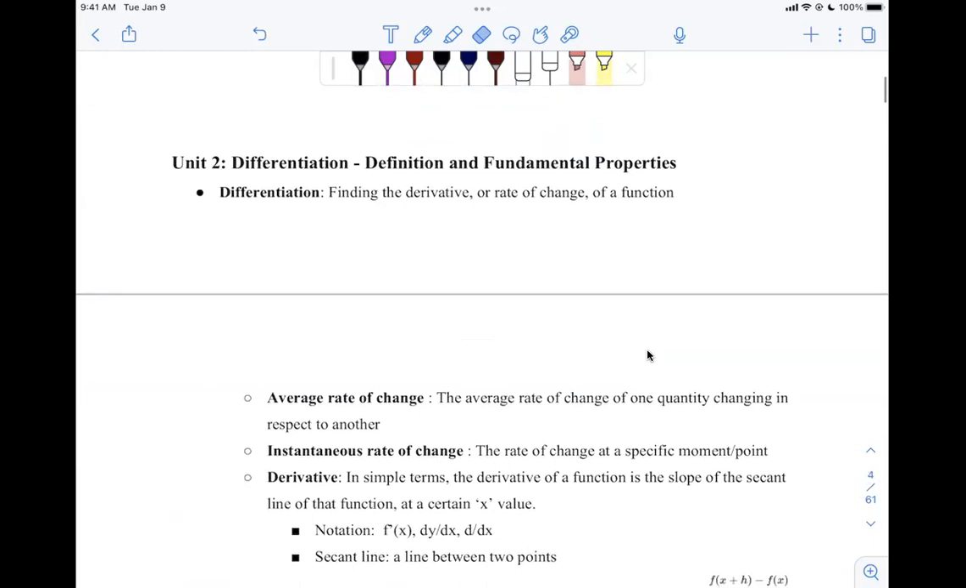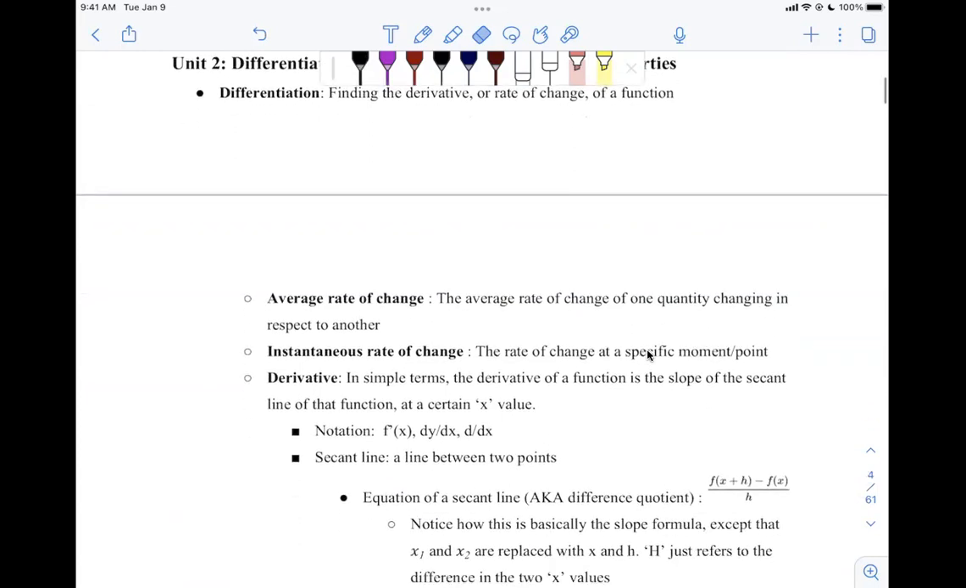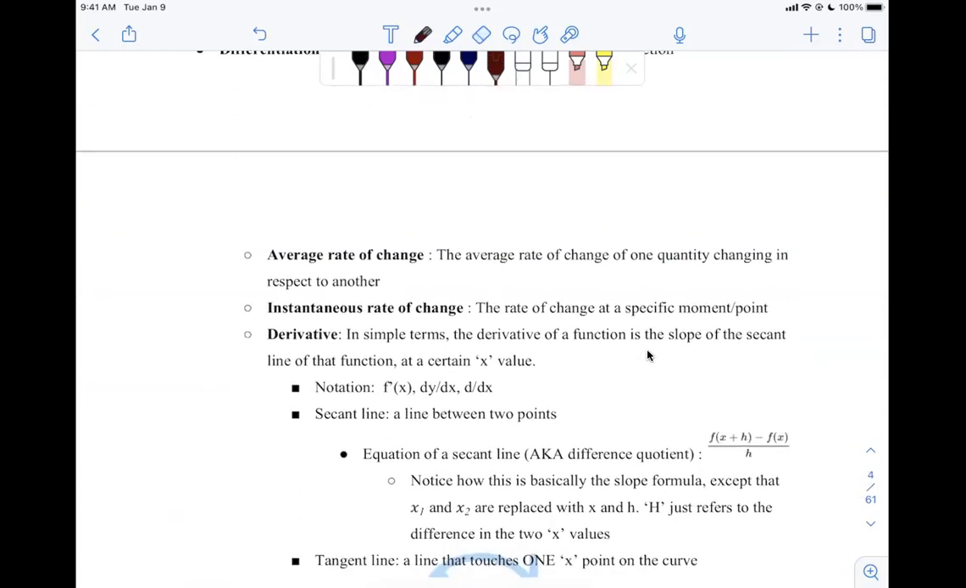All right, then we talked about finding the derivative. So the derivative is the rate of change of a function. We have some different notations for the derivative. So we have f prime of x, dy dx, and d dx. By definition, the derivative is equal to the limit as h approaches 0 of f of x plus h minus f of x, over h.